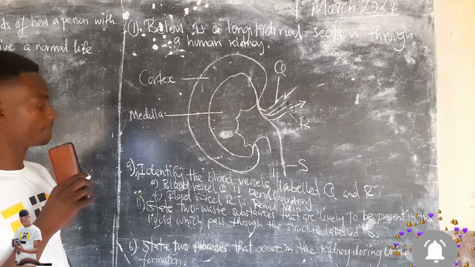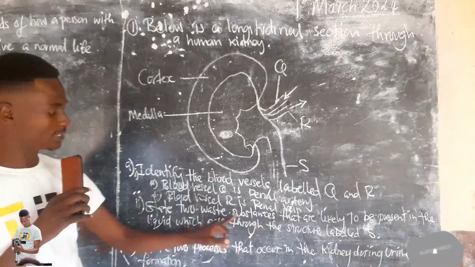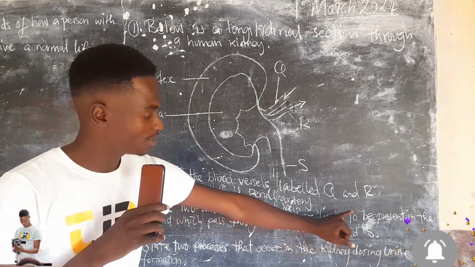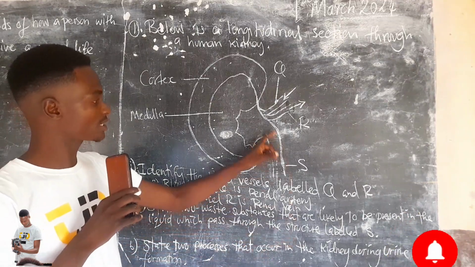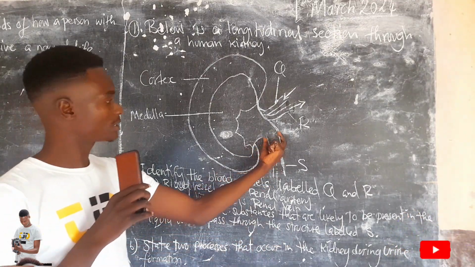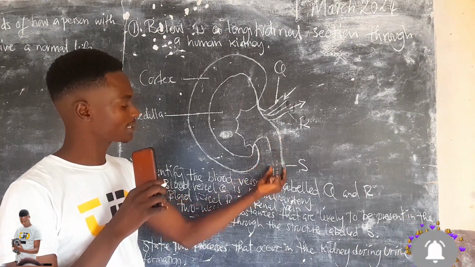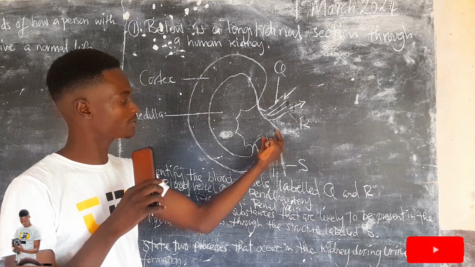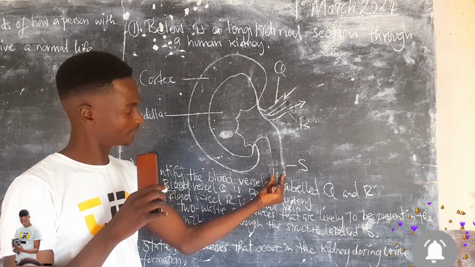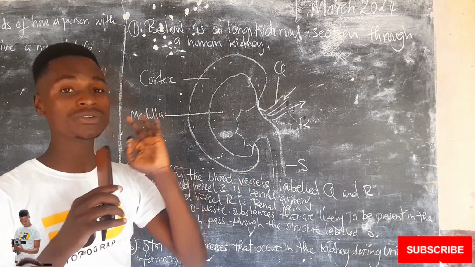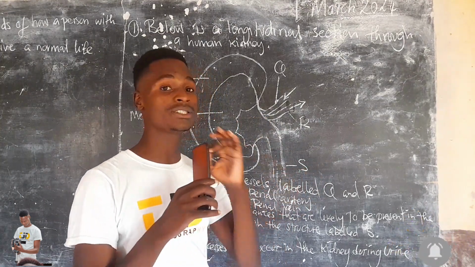Then you have the second question. State 2 waste substances that are likely to be present in the liquid which passes through the structure labeled S. So this structure is the ureter.